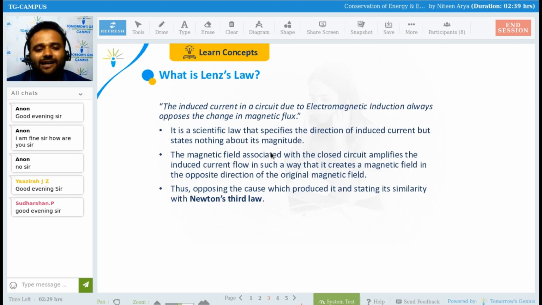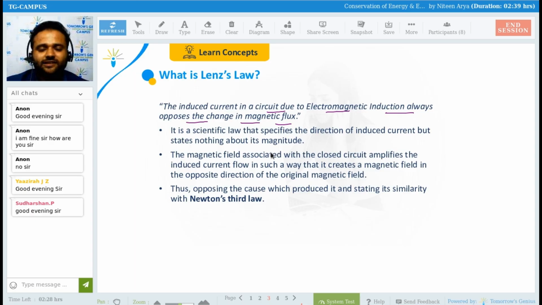Now I give you the statement about Lenz law also, and if anyone did not attend that lecture, it's not a big deal. Lenz law states that the induced current in a circuit due to electromagnetic induction always opposes the change in magnetic flux. As simple as that.